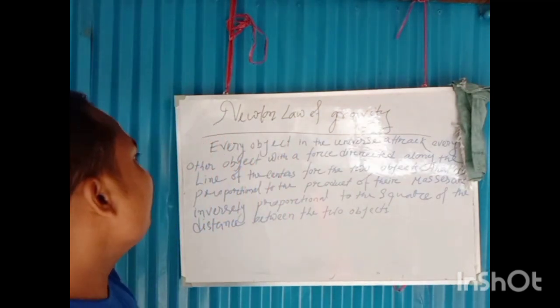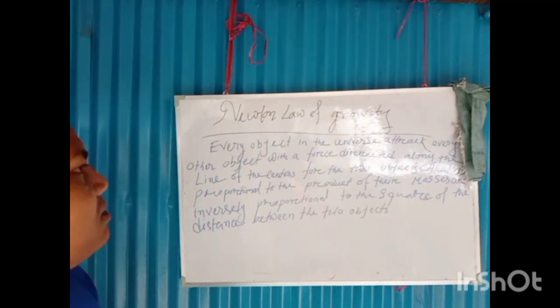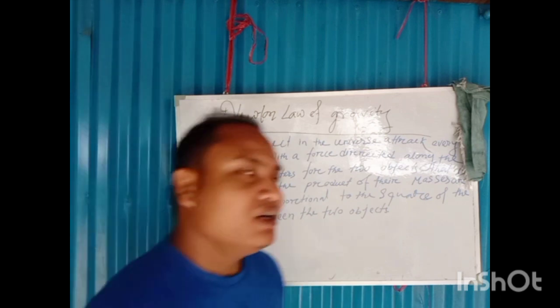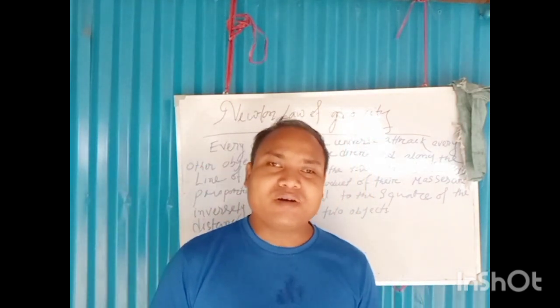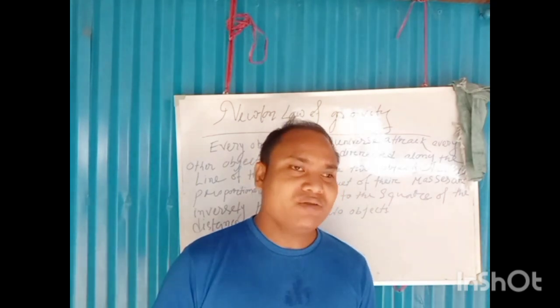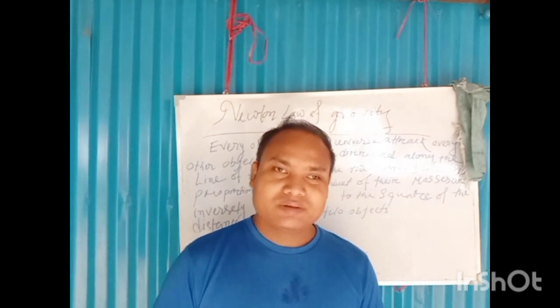Every object in the universe attracts every other object with a force directed along the line of the center of the two objects. That is proportional to the product of their masses, and inversely proportional to the square of the distance between the two objects. Newton's law states that every object or every particle of the universe is attracted to each other.